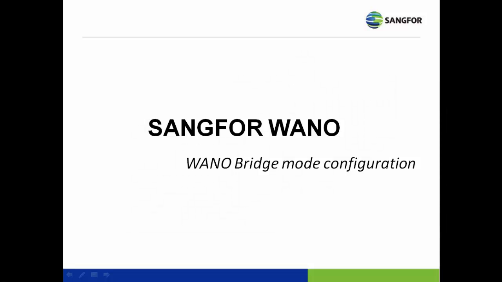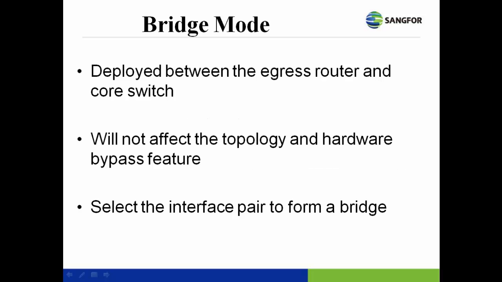And no bridge mode configuration. In WANO, it also supports a bridge mode to deploy between the egress router and the core switch. Every packet has to pass through the WANO before being forwarded to the outside internet. Basically, that will not affect the user topology and no extra routing has to be configured.